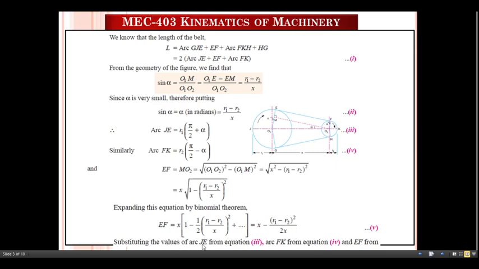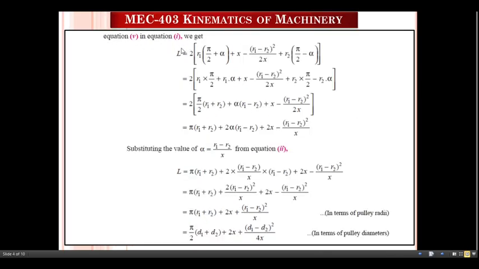Now substituting the values of arc JE, arc FK and EF into equation number 1, we substitute all these things in equation number 1. What do we get here? L equals 2 into R1 into pi by 2 plus alpha.